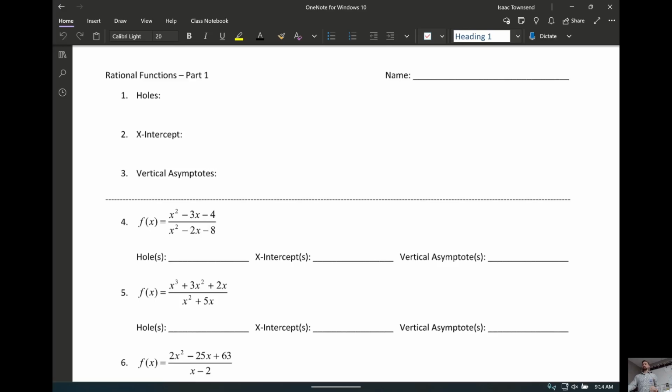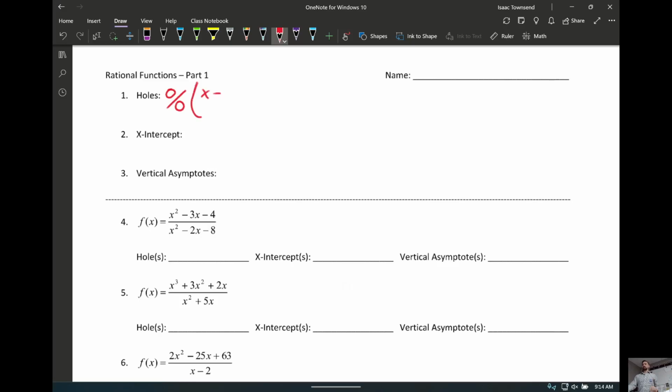So holes are going to occur. That's where you have just an instantaneous break in the graph, just one little instant that doesn't exist. This is going to occur when you try to do 0 divided by 0. So in other words, the x value that makes the numerator and denominator equal to 0.